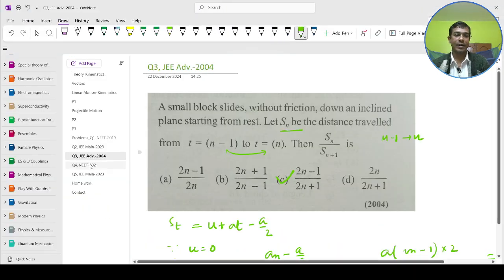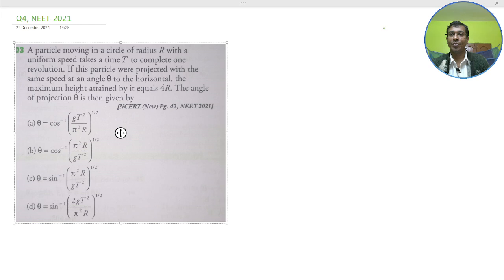Next one, coming in NEET 2021. This is also a recent question. A particle moving in a circle of radius r with a uniform speed takes a time capital T to complete one revolution. If this particle were projected with the same speed at an angle theta to the horizontal, the maximum height attained is equal to 4r. So here it is given that h max equals 4r. What is the angle of projection? You have to find theta.